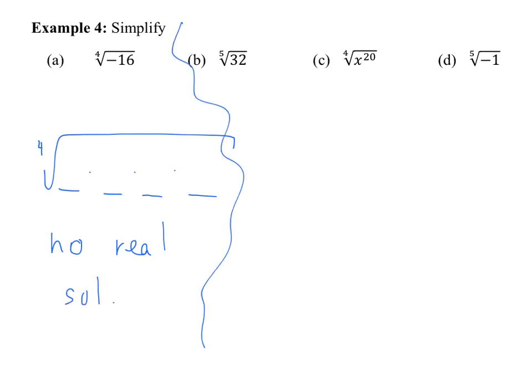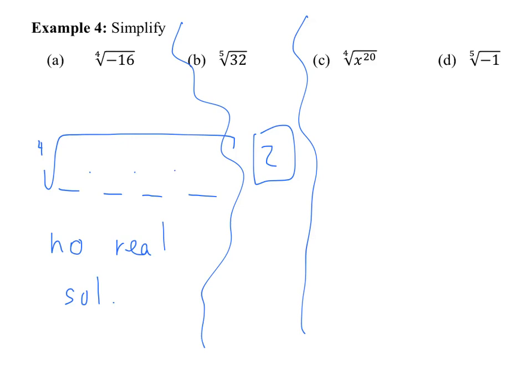Part B, the 5th root, I already just did this one a minute ago. It's just 2. Okay, how do I know that? Because 2 times 2 is 4, times 2 is 8, times 2 is 16, times another 2 is 32. Keep track with your fingers. 2 times 2 is 4, times 2 is 8, times 2 is 16, times 2 is 32. So the 5th power of 2 is 32.